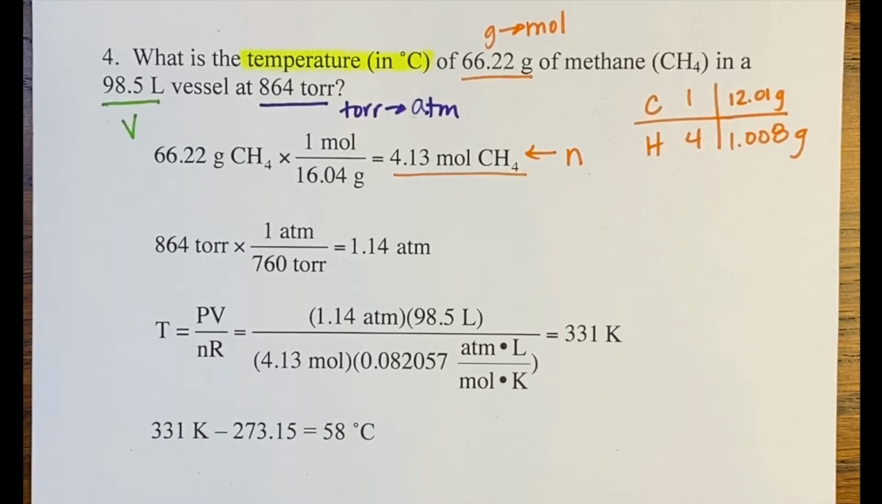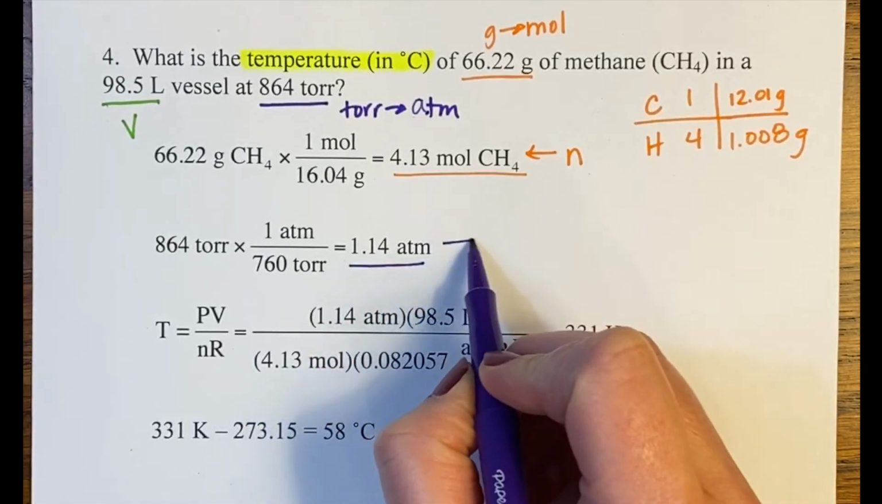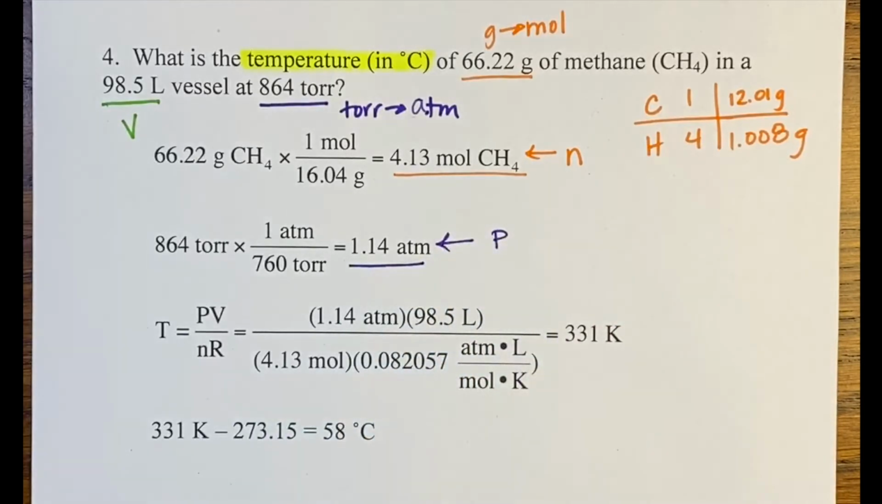For our pressure, we have 864 torr. On the front of this handout, you have a conversion factor between atmospheres and torr, and that relationship is that 1 atmosphere equals 760 torr. And so as you convert from torr to atmospheres, you find that your pressure is 1.14 atmospheres, and so this we will plug into the ideal gas law for pressure. Our volume was given to us in liters, so we can use that value as is.